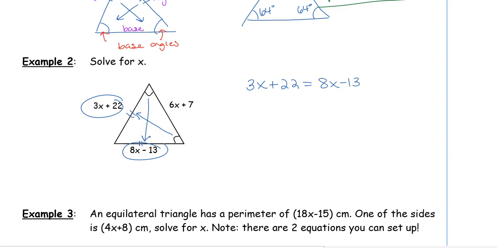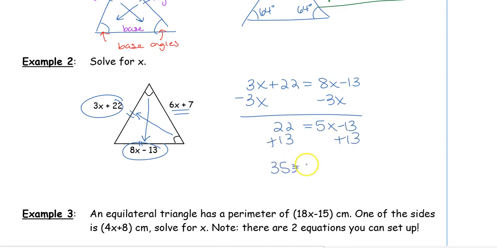When you have the three sides, it is going to be important to know which two sides you set equal. Because if I would have used 6x plus 7, I would have gotten a wrong answer because this side is not congruent to the other two. We move our 3x over. 22 is equal to 5x minus 13. We move 13 over. 35 is equal to 5x. And we divide and we find x is going to be equal to 7.